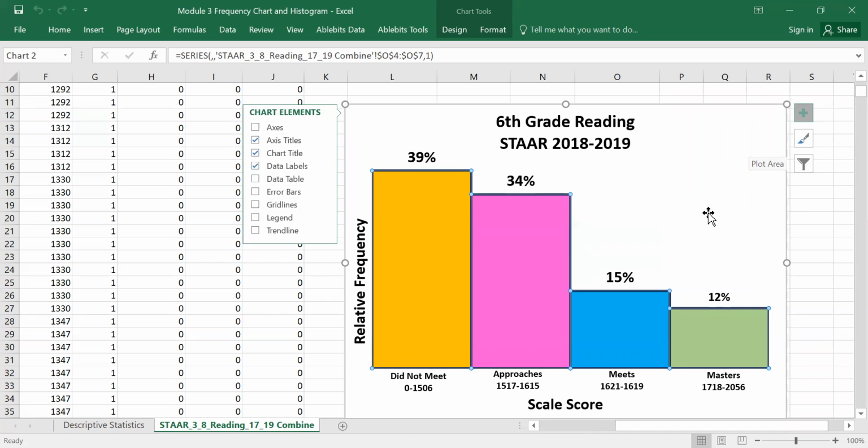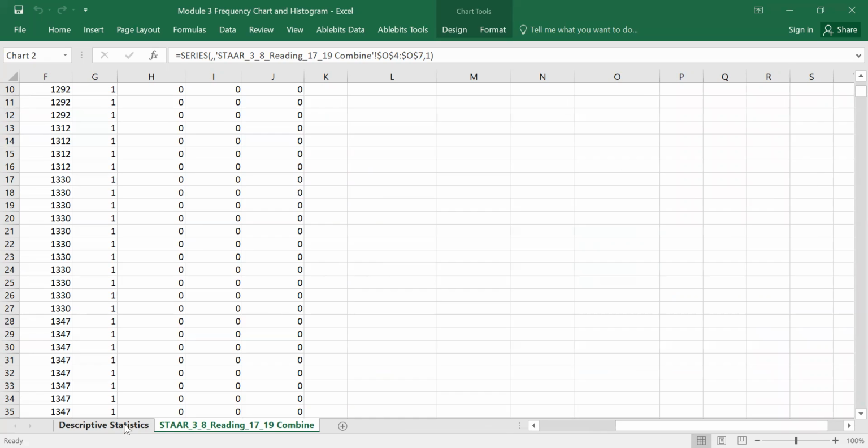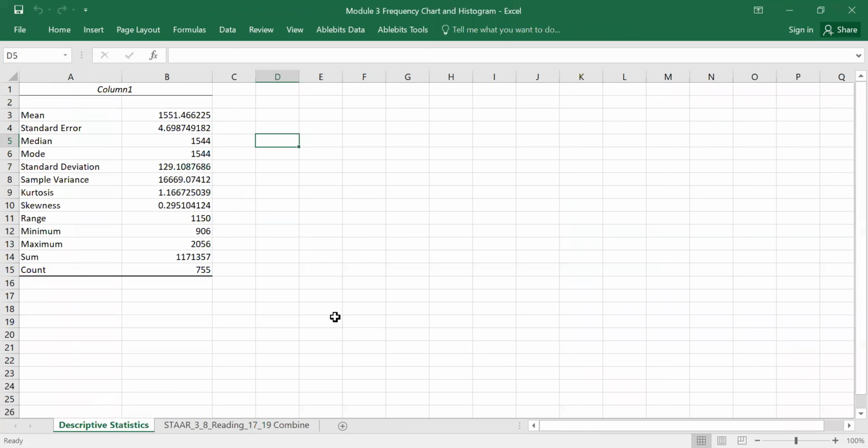And then I went ahead and made my descriptive statistics. Now, let me pull that up for you guys. Here are the descriptive statistics of the data that I used. Now, as you can tell, my median and my mode are the same, 1544. And what that means is that the distribution of the scale scores is symmetric, and that's a normal distribution. And I barely have any skewness right here. I really don't have any at all. And that goes along with the median and the mode being the same.